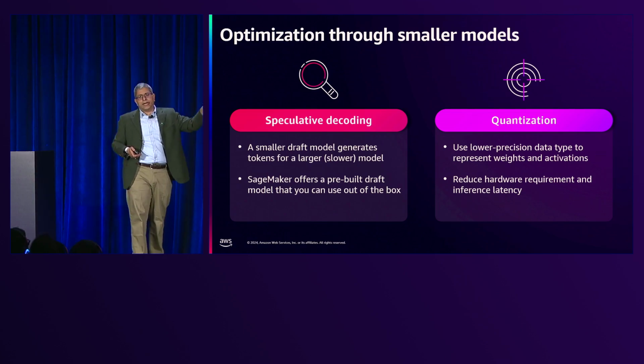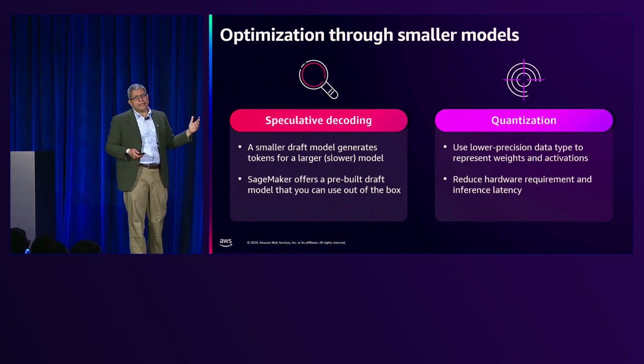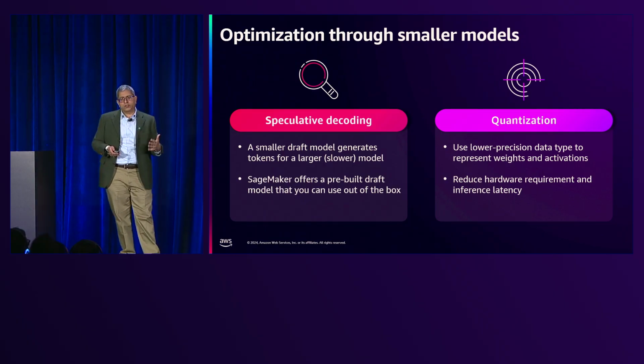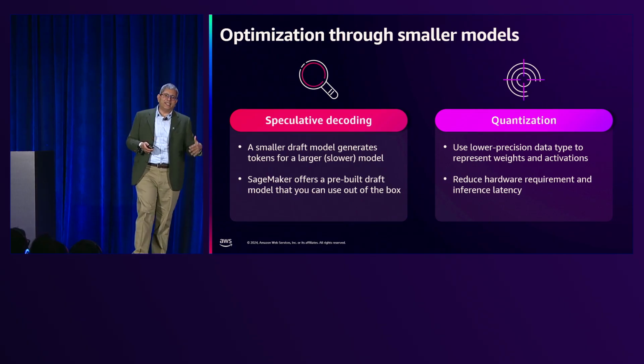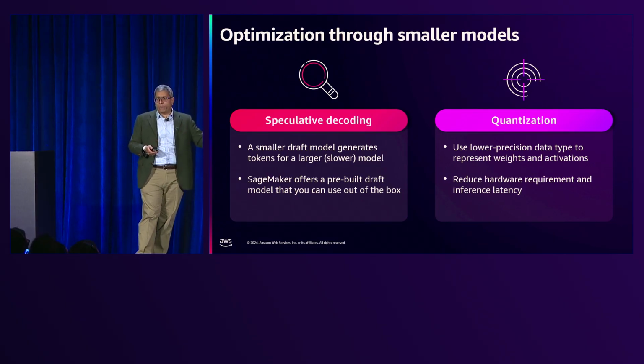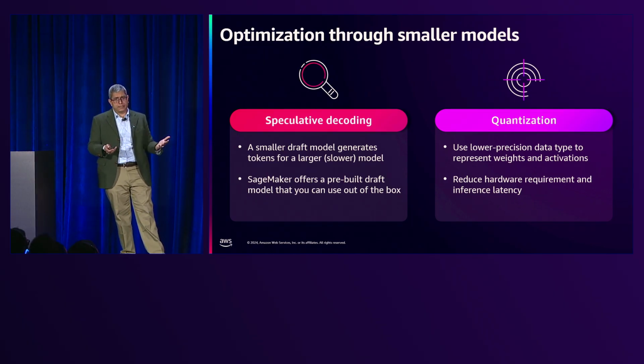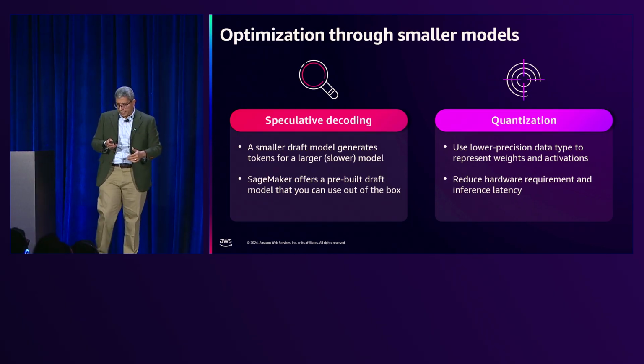And the second technique that we will be looking at is quantization, where we store some of the model weights in lower precision format. So let's say instead of floating point 16, we would be storing those model weights in int 8 or int 4 format, and thus saving hardware costs because we can now load the model on a much smaller instance. So we'll be seeing these two demos in action now.